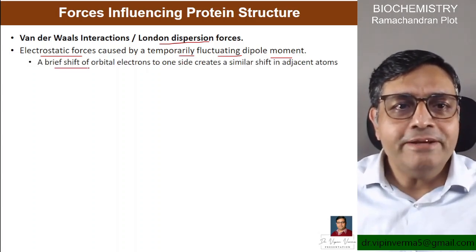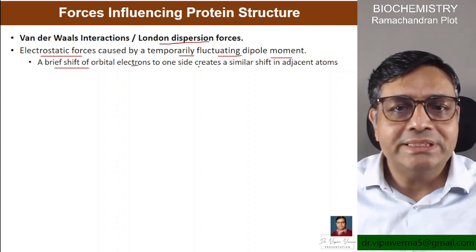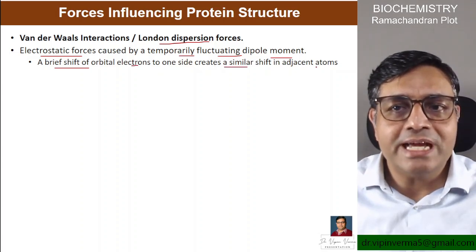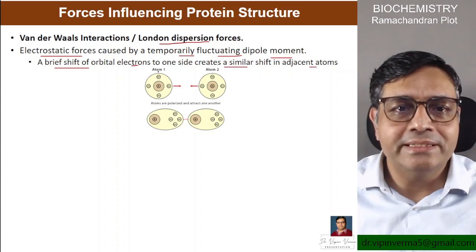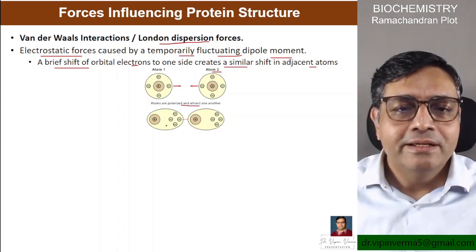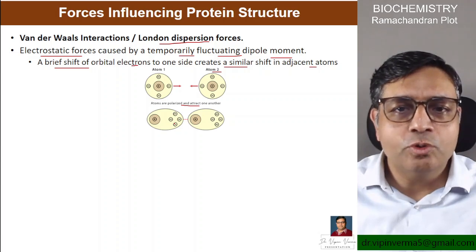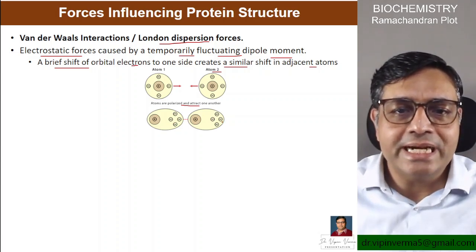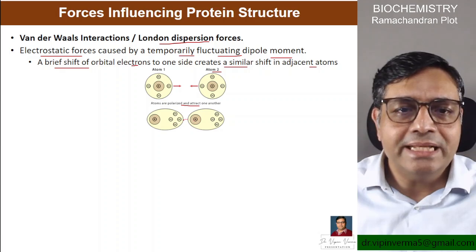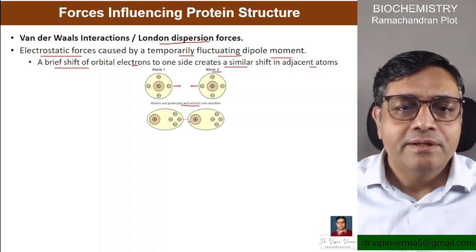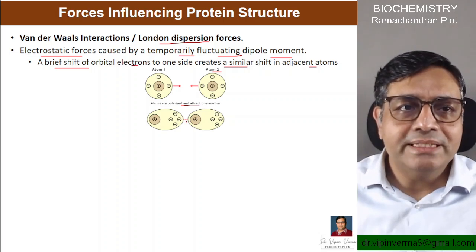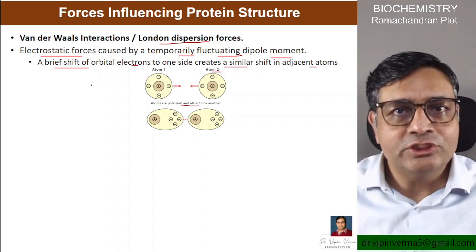So a brief shift of orbital electrons to one side creates a similar shift in the adjacent atom. You can see here, this is atom 1, this is atom 2, and here the atoms are polarized. A brief shift of electrons in the first atom creates a similar shift in the second atom, and when that happens, there is an electrostatic attraction which is very, very weak and temporary, but this is known as the van der Waals interaction.